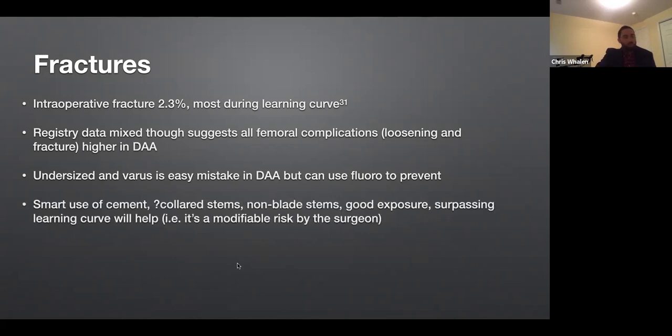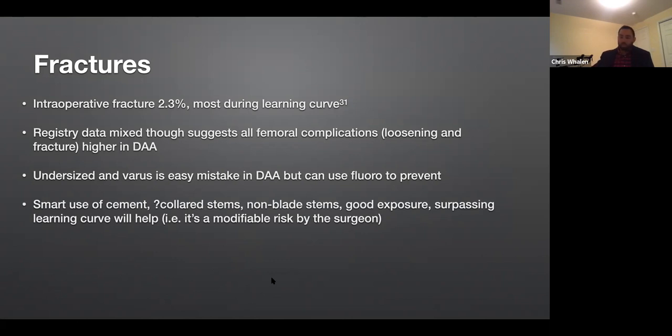I think, using cement in the elderly, osteoporotic patients, there's some data on collared stems decreasing fracture risk, certainly data on non-blade type stems decreasing fracture risk. But ultimately, I think it all comes down to a good exposure, and that's a function of the learning curve. If you get adequate exposure, using the same stem, there's not really a great reason you should have a higher fracture risk in the anterior versus the posterior.